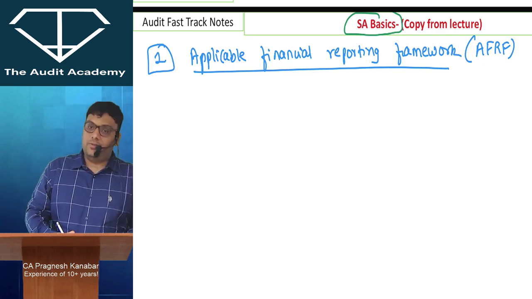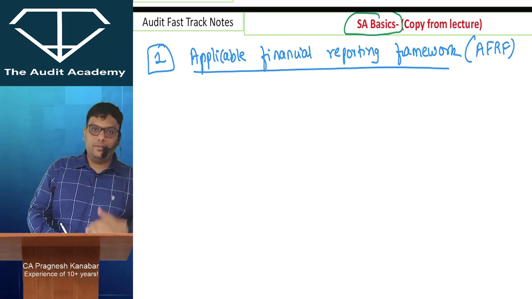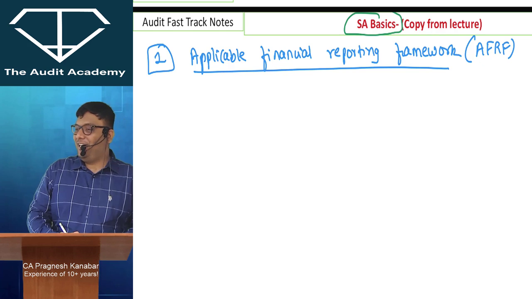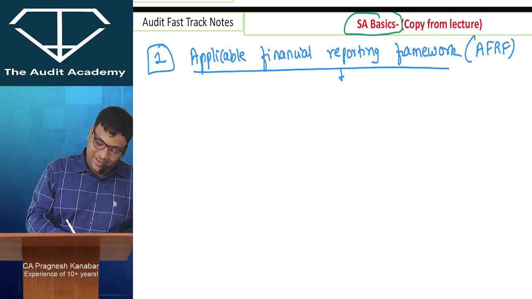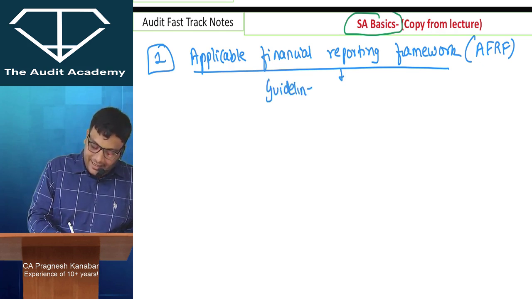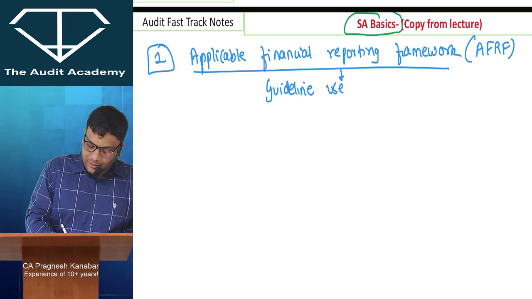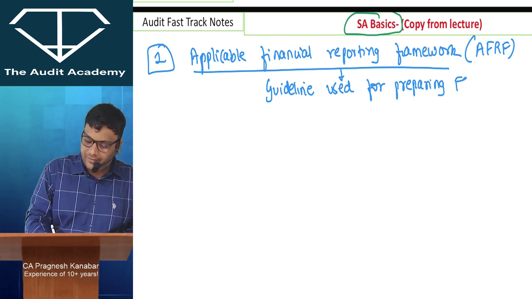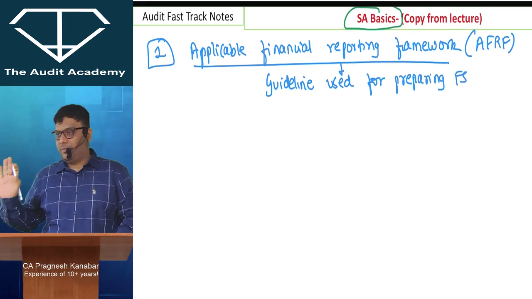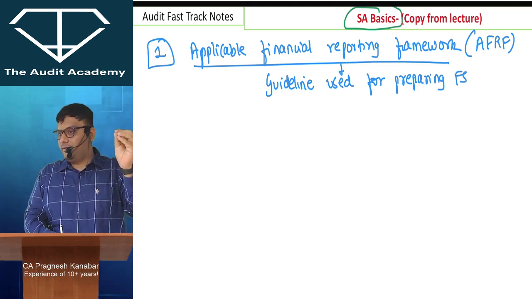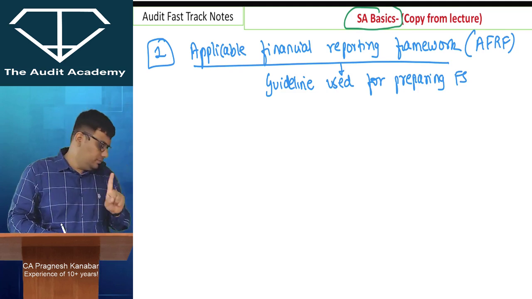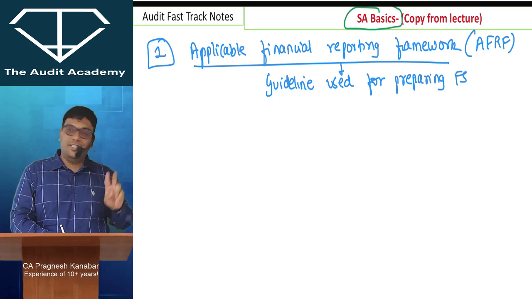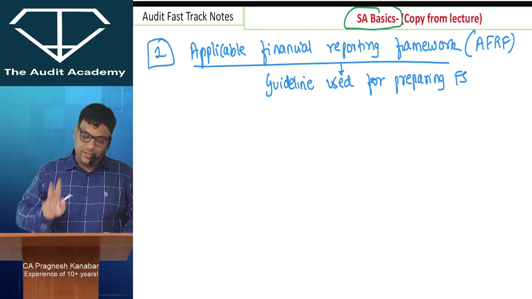Chalo. So when I say chalo, it means we are moving ahead. When I say applicable financial reporting framework, what is it? It is the guideline used or applicable for preparing financial statements. Here we are writing student friendly English: guideline used for preparing financial statements. Now when I talk about company final accounts, they are prepared based upon what? Schedule 3 and Ind AS.